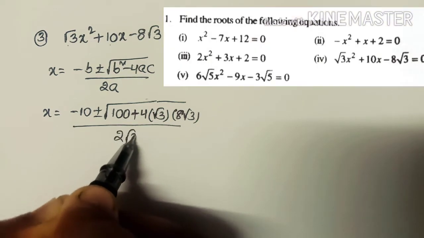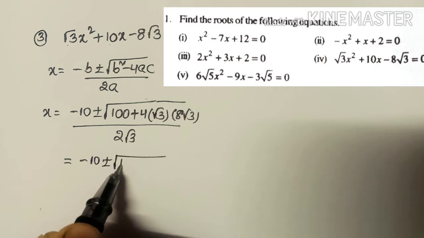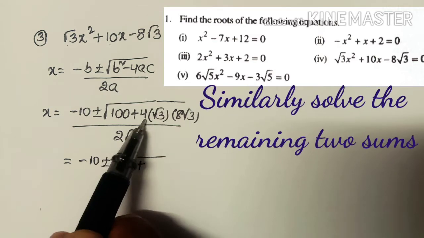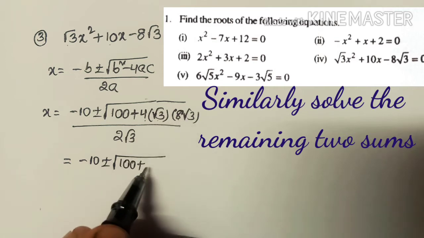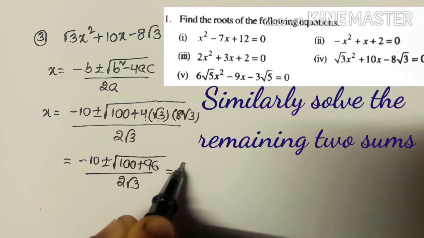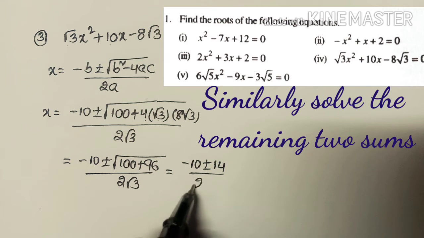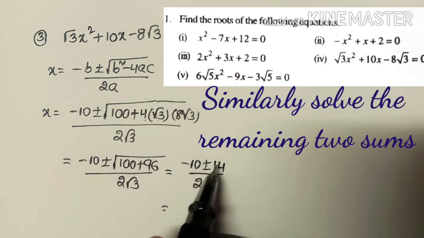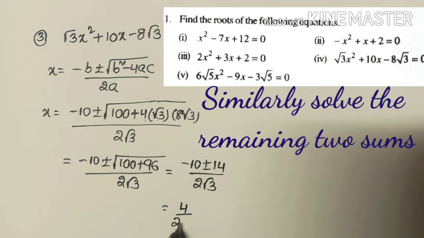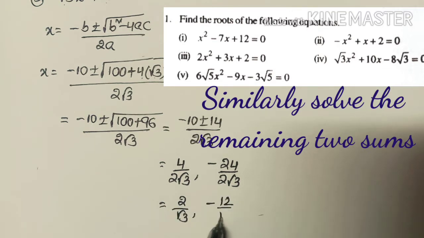by 2a, 2 root 3, and this is equal to minus 10 plus or minus square root of 100 plus 4 into 8, 32, 32 into 3, 96, 96 by 2 root 3, and this is equal to minus 10 plus or minus square root of 196, that is 14 by 2 root 3. This is equal to minus 10 plus 14, that is 4 by 2 root 3, and minus 10 minus 14, minus 24 by 2 root 3, and this is 2 by root 3, and the second answer is minus 12 by root 3. That's all. These are the roots.